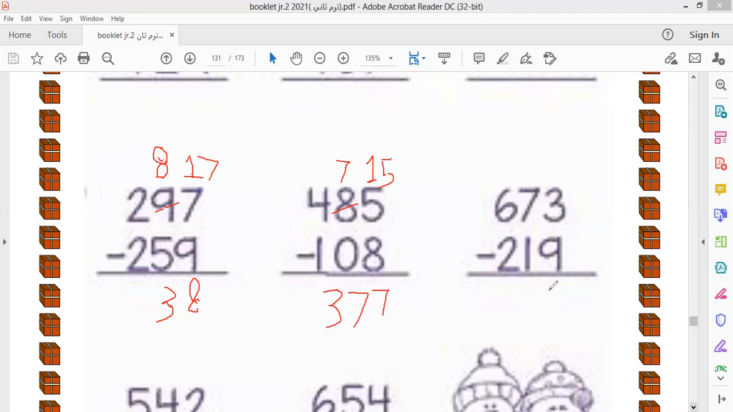673 minus 219. 3 minus 9 doesn't work. We go to the tens place and borrow 1. 7 becomes 6. And 3 becomes 13. 13 minus 9 equals 4. And 6 minus 1 equals 5. And 6 minus 2 equals 4.